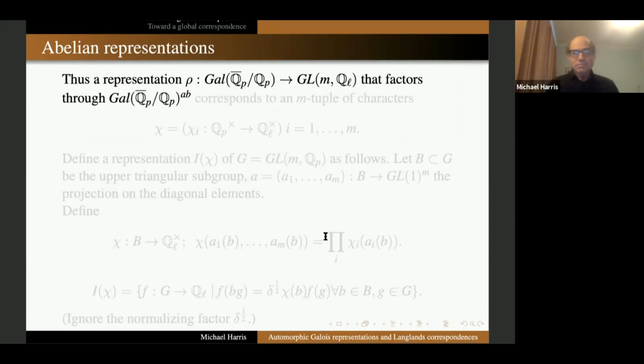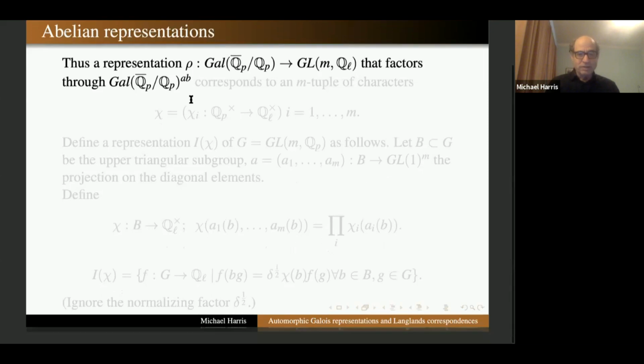Well, this tells us what an m-dimensional abelian representation corresponds to. I should say a completely reducible representation, to avoid non-trivial Jordan components. So a semi-simple representation, a completely reducible representation that factors through the abelianization, corresponds to an m-tuple of characters.